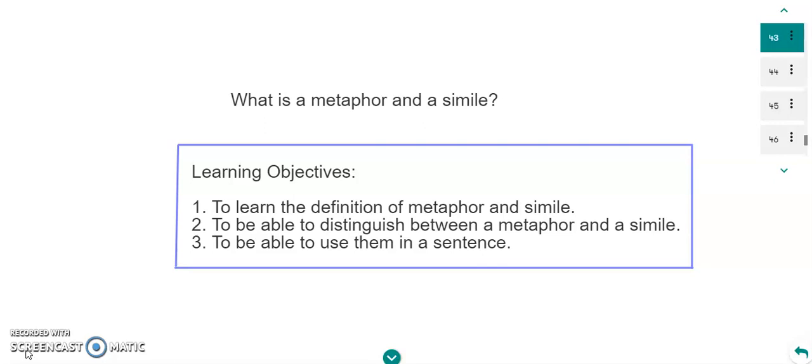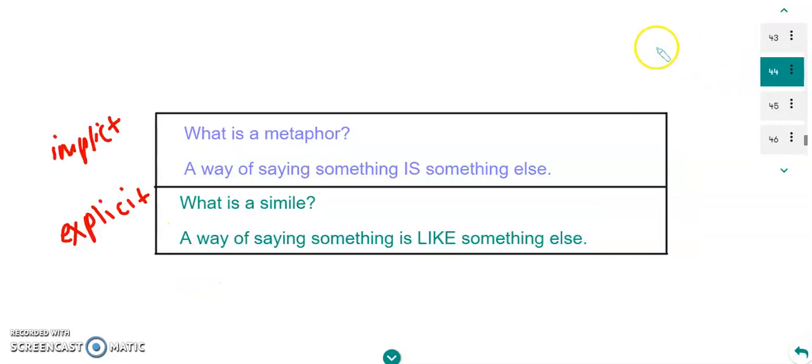Before we begin, I've prepared some learning objectives for you. Let's have a look at them. Firstly, I want you to learn the definition of a metaphor and a simile. Secondly, I want you to be able to distinguish between a metaphor and a simile. And lastly, I want you to be able to use them in a sentence. Okay, let's move on to the definitions.